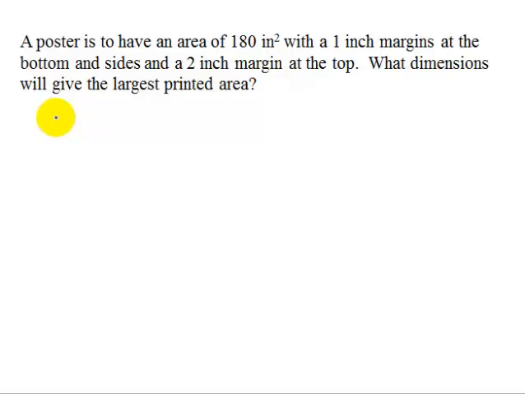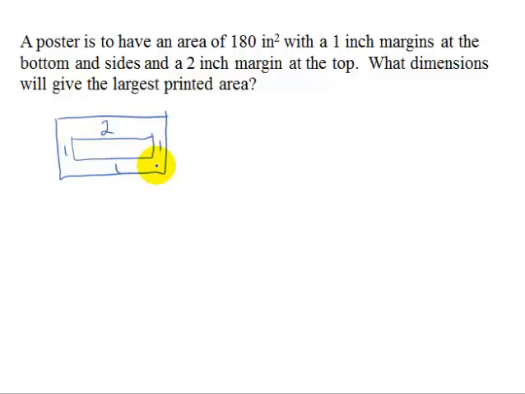So now that we've read the problem, we'd want to draw a picture so we can see what's going on. And we need 1-inch margins at the bottom and the sides, but we need a 2-inch margin at the top. So this needs to be 2, and each of these need to be 1. The poster is to have an area of 180 square inches.